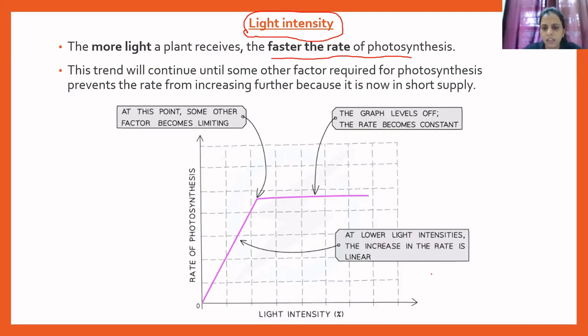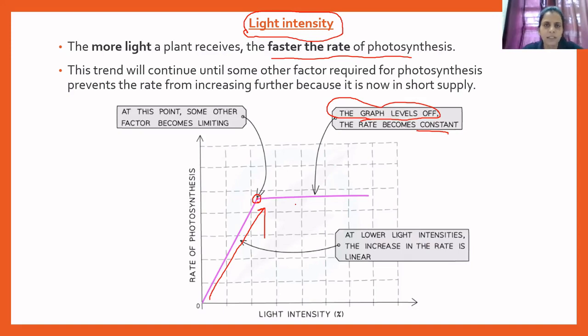If you look here at the graph, on the x-axis light intensity has been labeled, on the y-axis, that is the vertical axis, rate of photosynthesis has been labeled. Now initially, with increase in light intensity, the rate of photosynthesis will also increase. But after a certain point, the rate of photosynthesis becomes saturated or constant. You can see here the graph levels off. The graph levels off because the rate of photosynthesis has become constant or saturated.